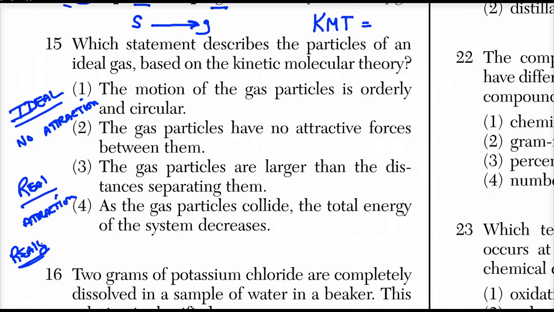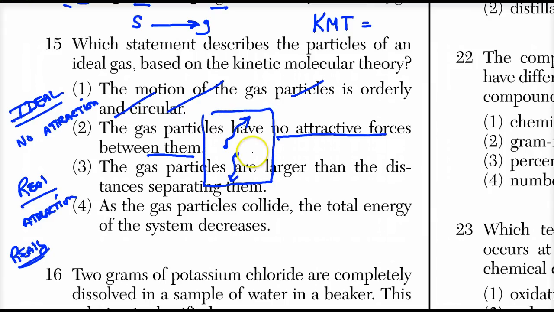Okay, so let's go through the choices now that you have the ideal student and the real student in mind. Number one, the motion of gas particles is orderly and circular. I think you're trying to confuse the Bohr model here. This makes no sense. The gas particles have no attractive forces between them. And you may say, well, why does that make an ideal gas? Because if particles are ideal gases, they're independent particles and they can be random. And if you have thousands and billions and trillions of these particles, random motion will create equal pressure on all four sides of a box.